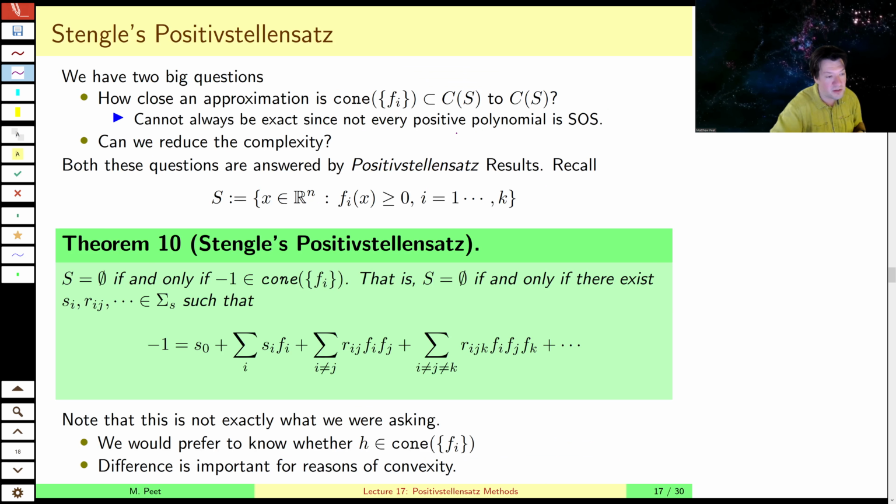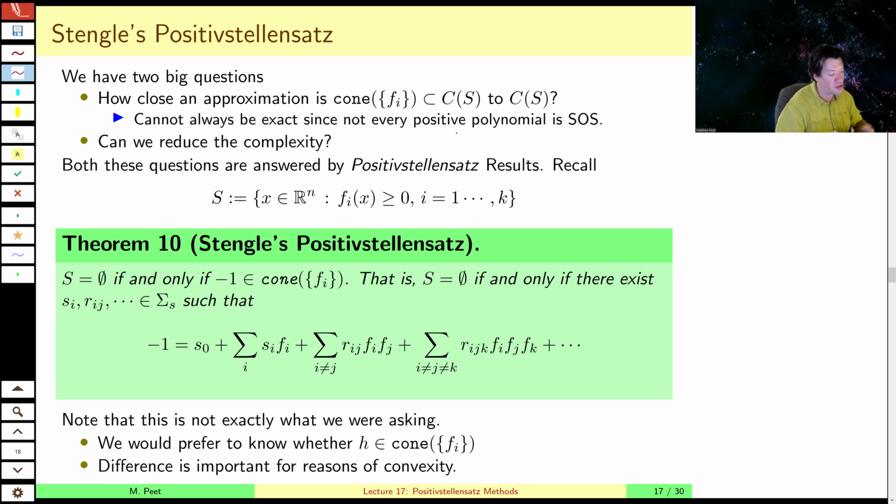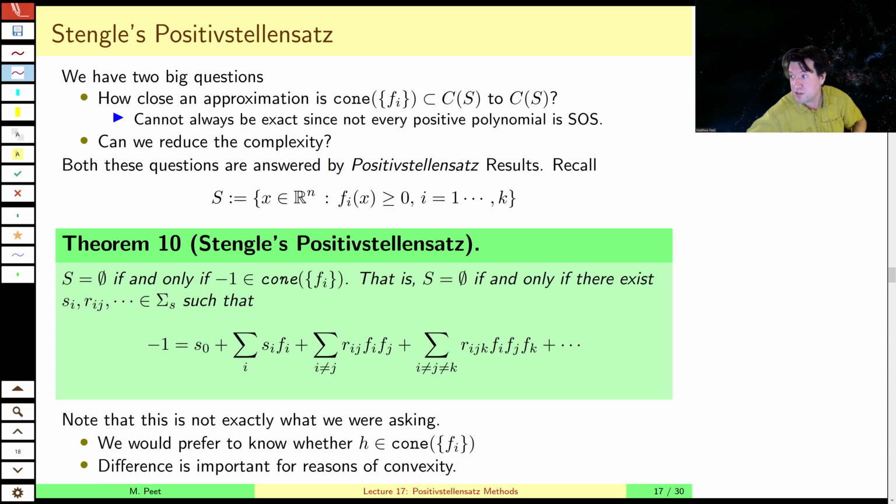And so I'm going to take a pause here and come back and show that under certain circumstances, the condition we just outlined is actually a necessary and sufficient condition for positivity on these sets.